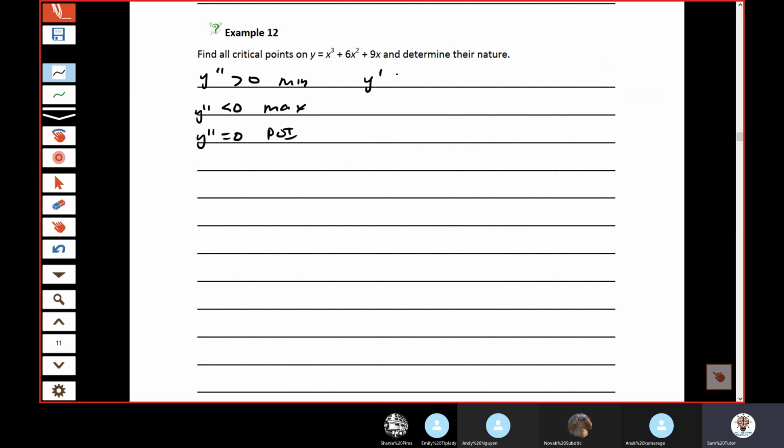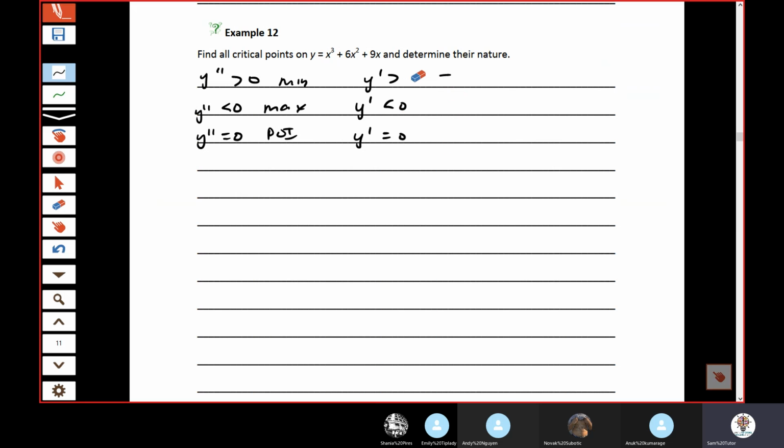Same thing with this guy, right? Look, y dash greater than 0, we said it's increasing. y dash less than 0, we said it's decreasing. Well, then that means that y dash equals 0, it's not increasing or decreasing. It is stationary. But don't mix the two up, right? You need to know which one's y dash, which one's y double dash.